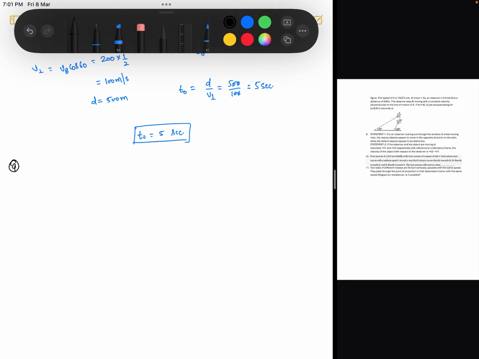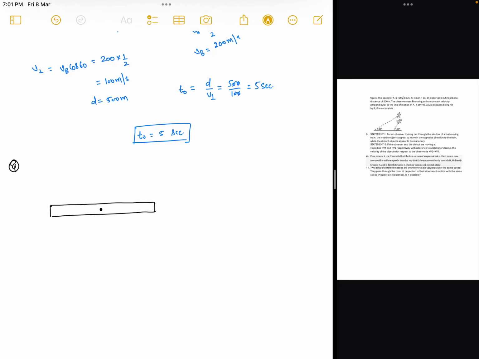So here statement 1 is given: for an observer looking out through the window of a fast moving train, the nearby objects appear to move in the opposite direction to the train, while the distant objects appear to be stationary. Okay, so we will consider the situation like this. This is the train and we are sitting here. So we are the observer, I am the observer here.